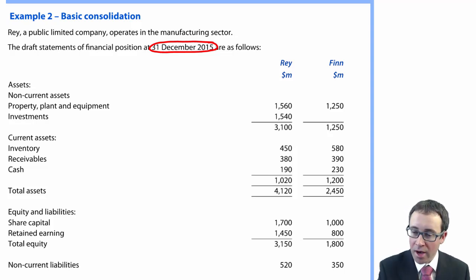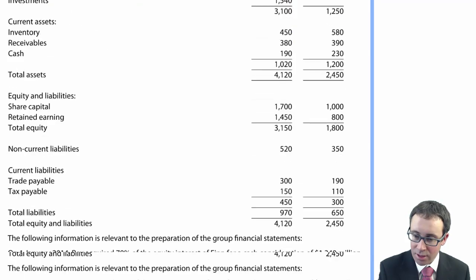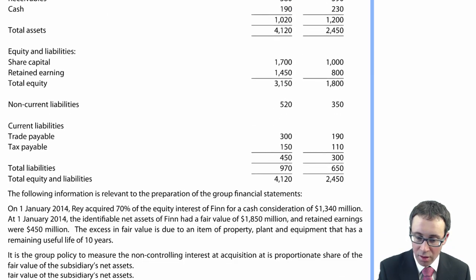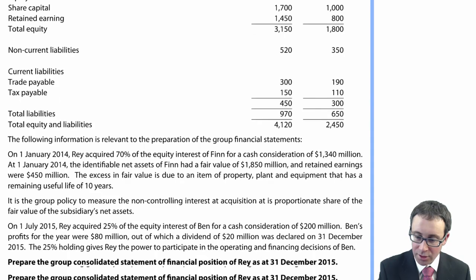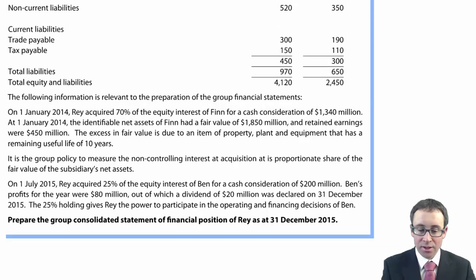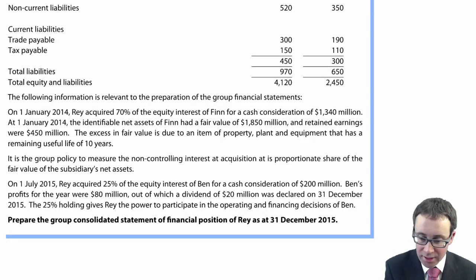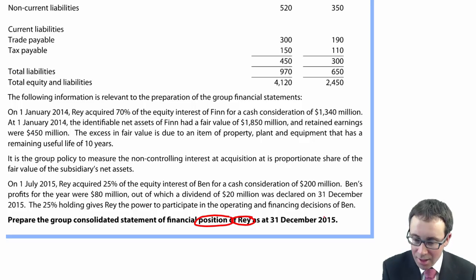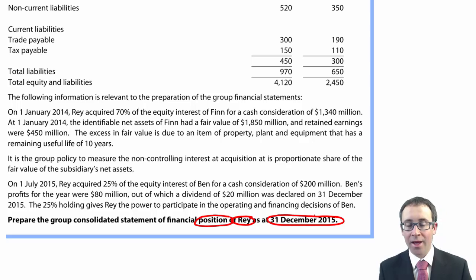As yet I don't know who the parent is, who the subsidiary is, but what you've got there is to read the requirement, isn't it? So it says prepare the group consolidated statement of financial position. So it wants our position statement of Ray. So Ray must be the parent, and the year end is the 31st of December 2015. Okay, so we know Ray is the parent. We know, therefore, that presumably the other company, Finn, is the subsidiary. Let's have a look, shall we?